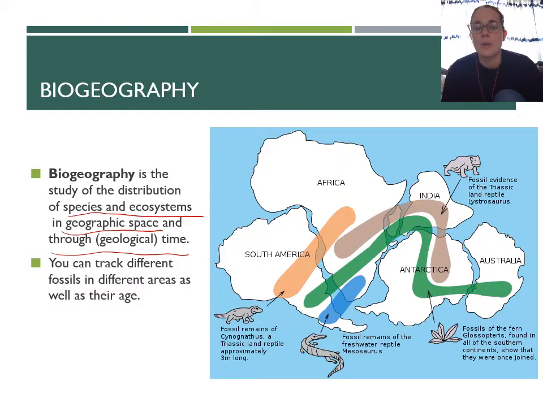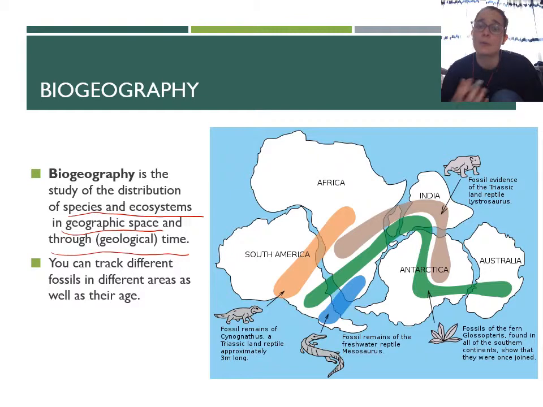So it's where they were in geographic space, which means where they were on planet Earth, which countries they were in, which tectonic plates they were on, all of that kind of stuff, and how they've moved through geological time. So we're looking at that history of the Earth again. So biogeography is where things lived over time and what they also lived with. Now we can track different fossils and their different areas as well as how old they are quite well.